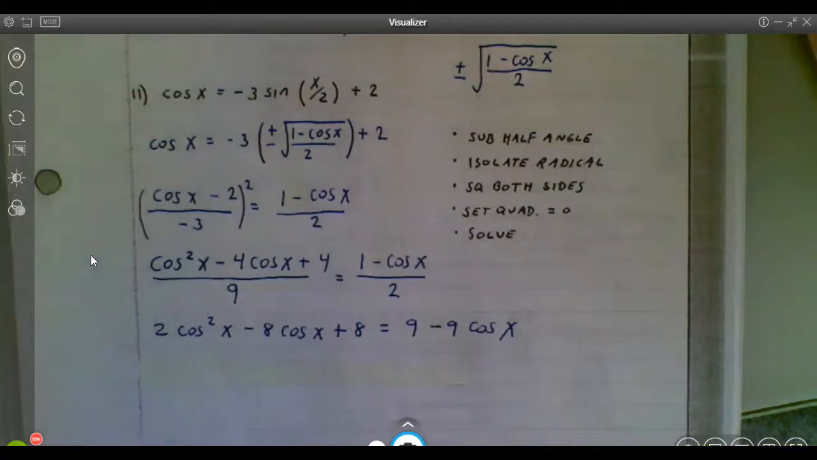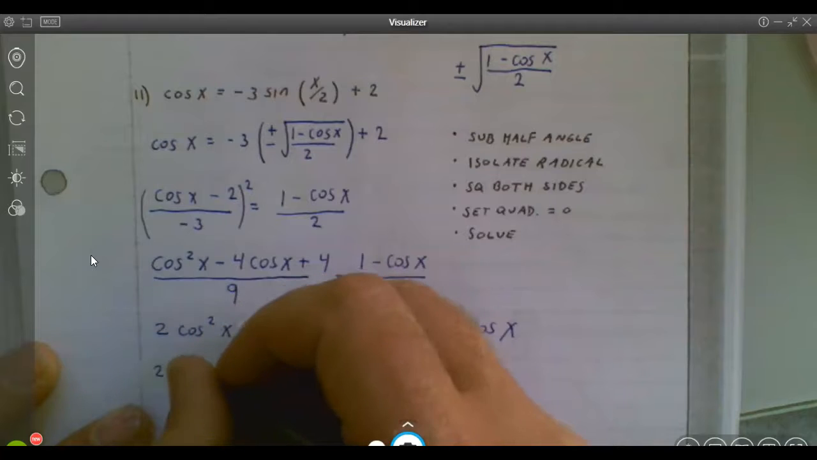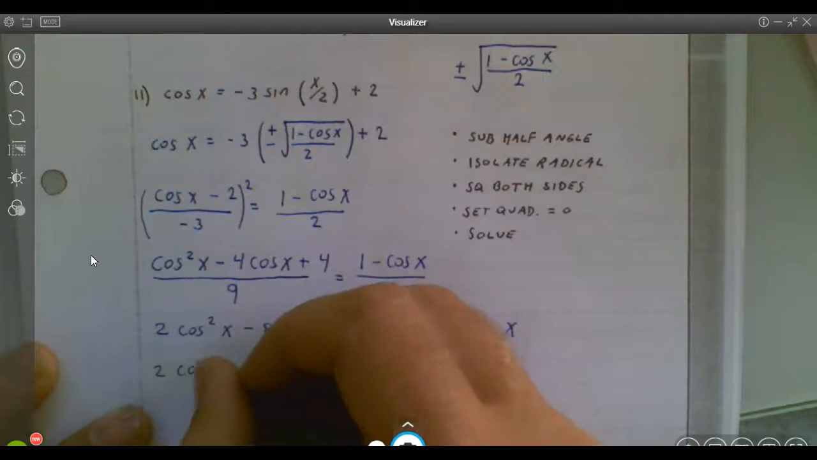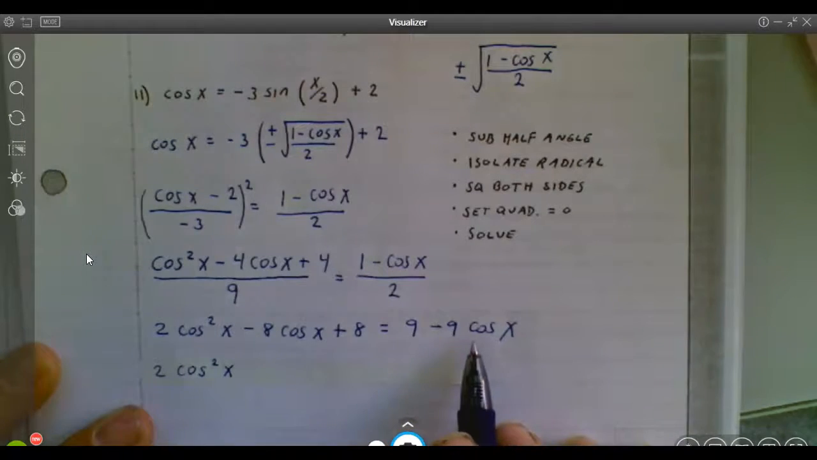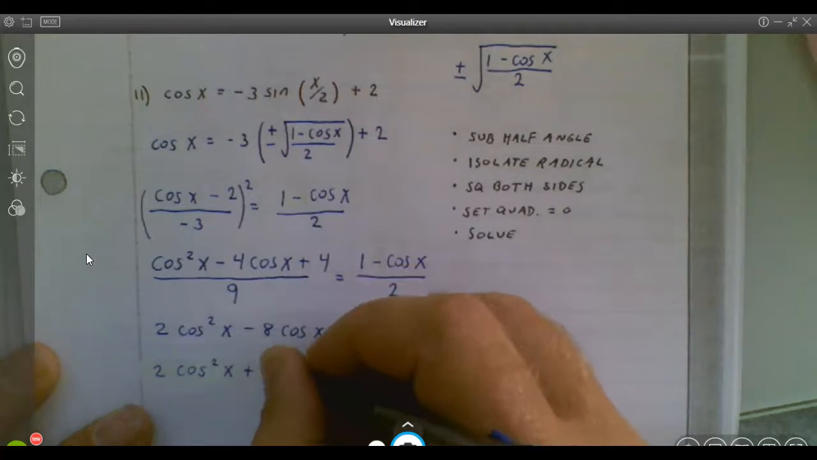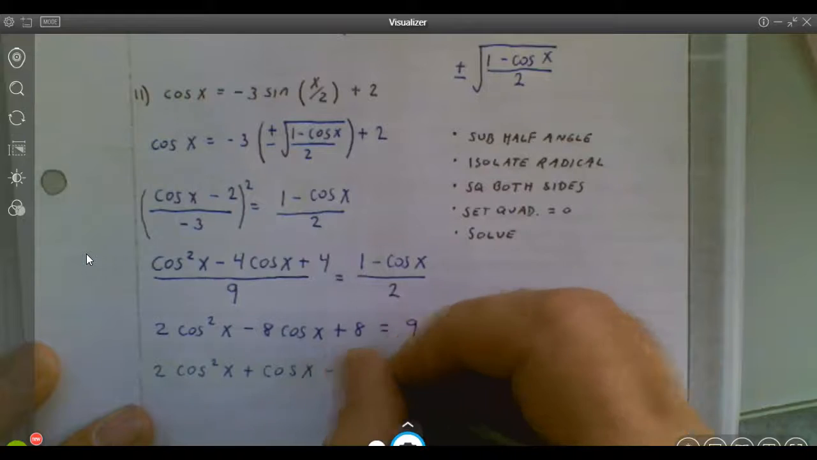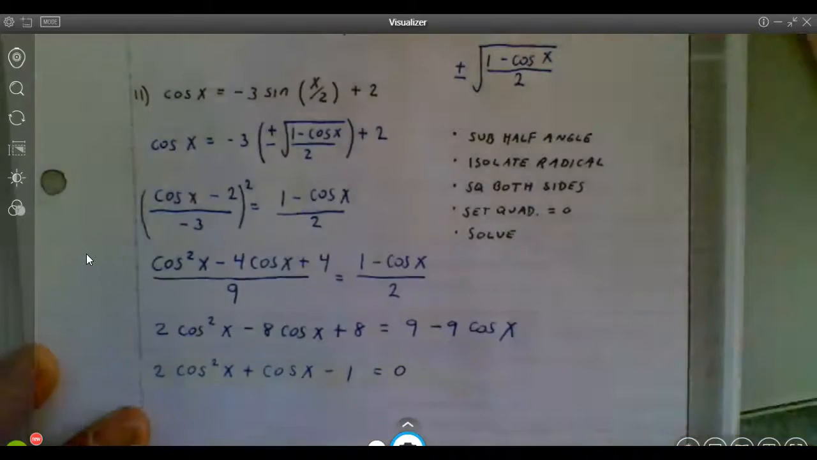Alright, so now I want to get everything onto one side, make it equal 0. So we're going to say 2 cosine squared. If I add this 9 cosine over, it becomes plus 1 cosine of x. If I subtract that 9, it becomes minus 1. So we're right back to factoring.